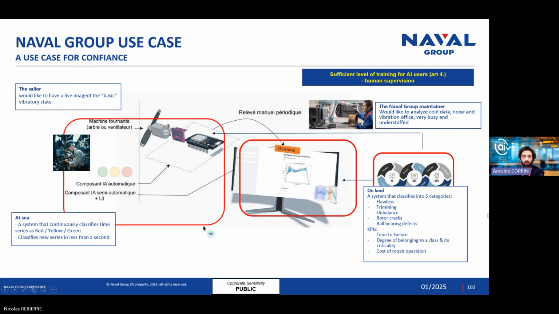Yeah, so what were our clients? We had 2 main clients. The first one was a sailor. You can think about sailors as young lads who want to have a live image of the basic vibratory state, with 3 main colors. Green, everything is okay. Yellow, you got something that isn't right. And red, the system is broken. So that's what they wanted from us: an AI that was able to run on a little ESP32, which is a microcontroller you can see here. And this was to be deployed at sea. It was to be a system able to classify new series in less than a second. That was our first client.